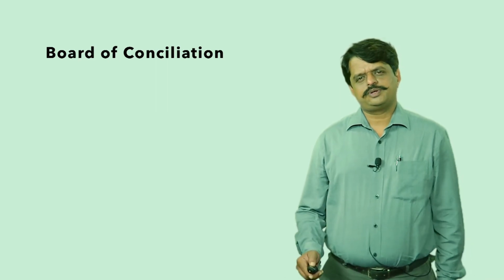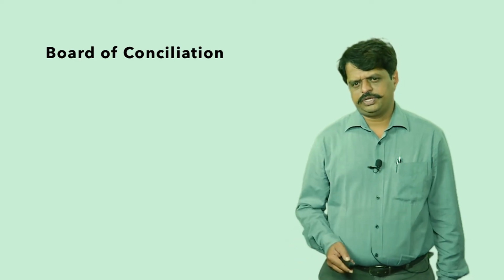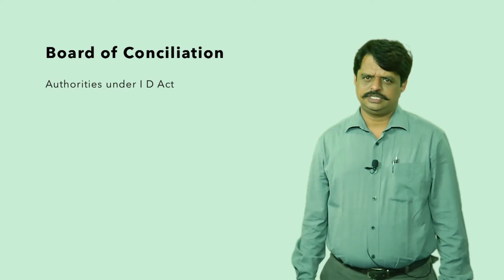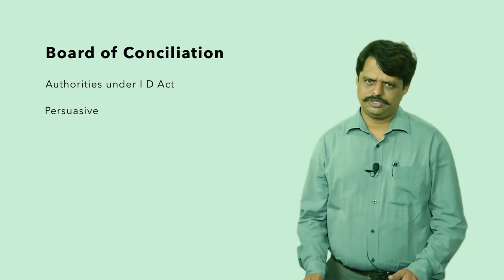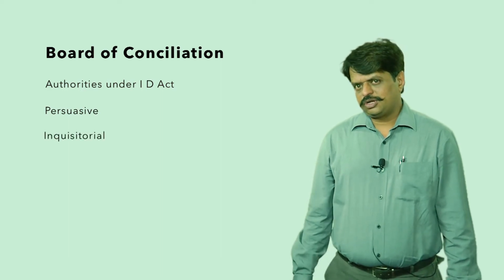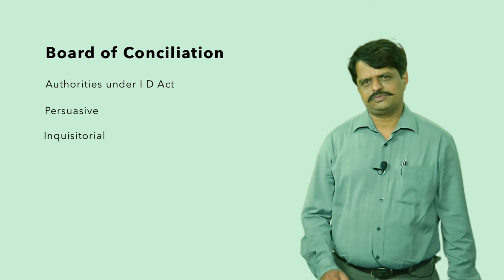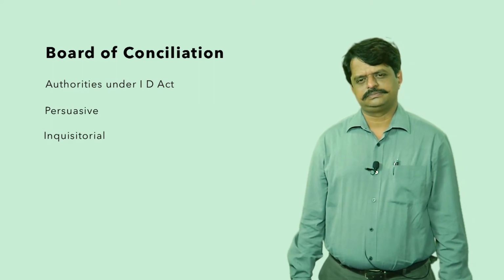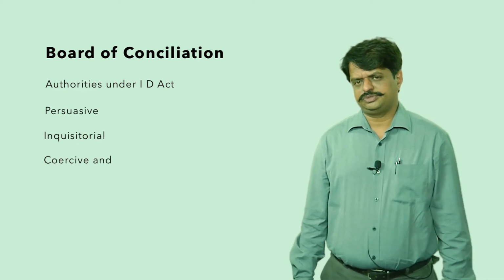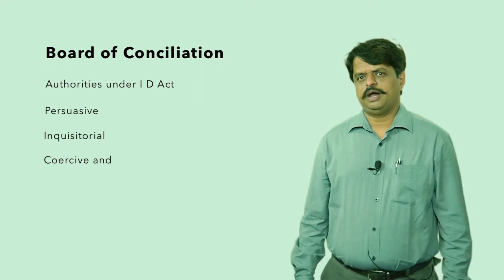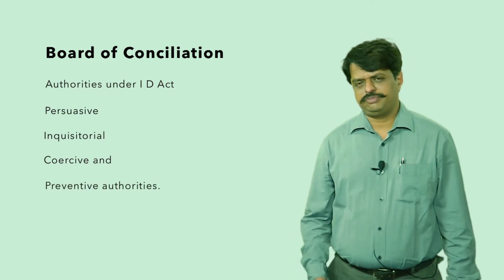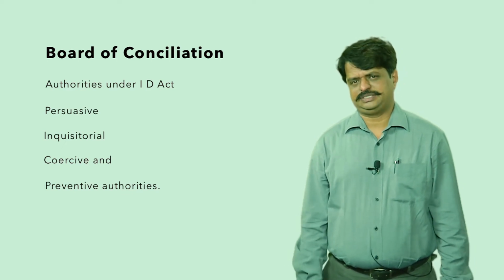The next step of the appropriate government depends upon the report, because there are four kinds of authorities under the Industrial Disputes Act. Like the conciliation officer, there is another persuasive authority who only persuades the parties to come to a settlement. He is an enabling authority. There is an inquisitorial authority who conducts investigation, into the cause for the problem and other details. There is a coercive authority like arbitration, the labor court, and the industrial tribunal, who force the parties to abide by the award pronounced by them. Then there are preventive authorities who come into action before the conciliation officer, because they try to prevent the dispute.